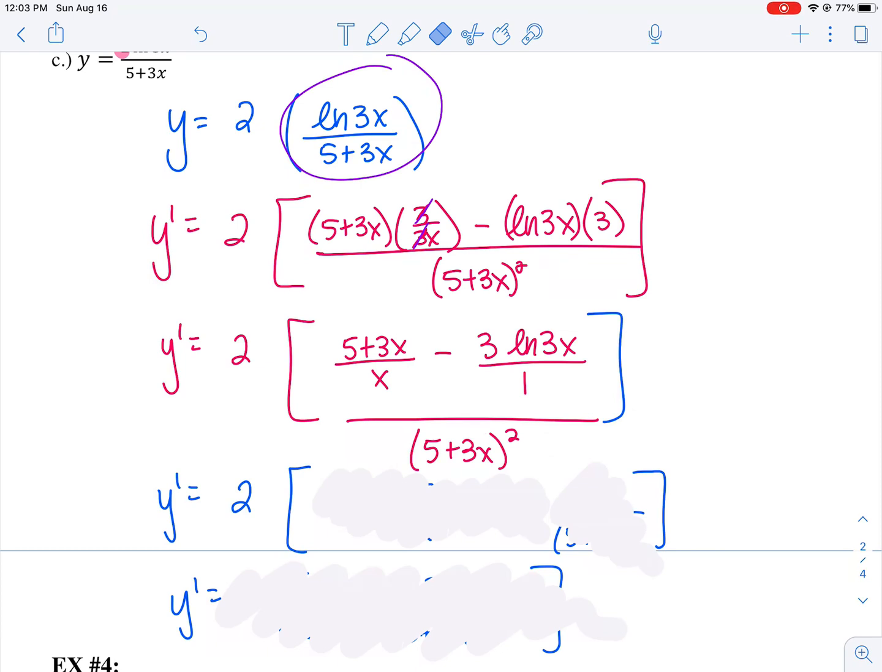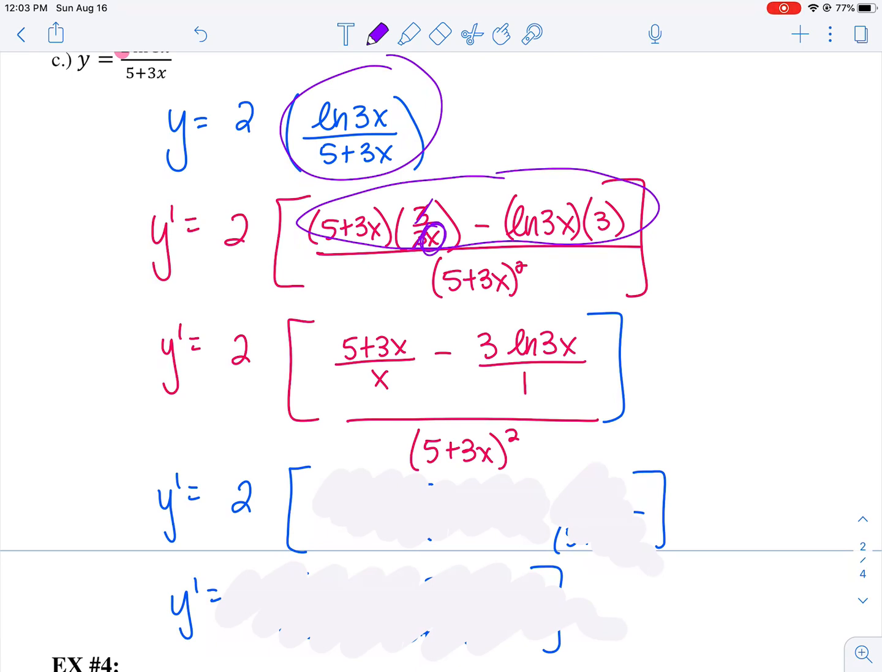So be careful. If you're looking at this, you have a 5 plus 3x over x minus 3 times natural log of x over 1, technically, right? And then all of that has its own super denominator. But we don't like it, do we? We don't like that triple layer fraction. So what we're going to do is we're going to actually combine those two top fractions and try to just get it into a numerator and a denominator instead of a triple layer fraction.